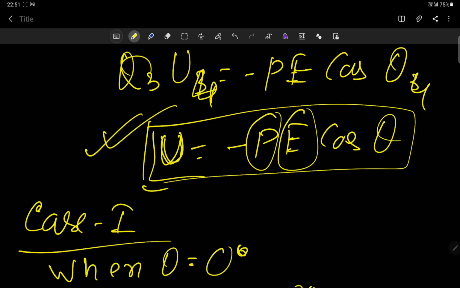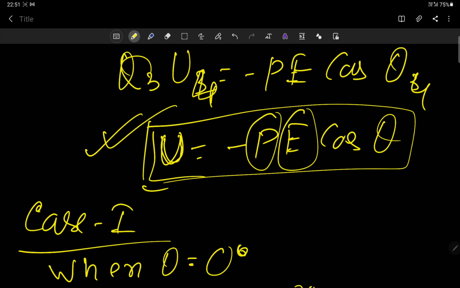The potential energy will be maximum when cos theta is minus 1. Then U is equal to minus PE into minus 1, that means plus PE. So the maximum value of potential energy is PE. The potential energy will be minimum when cos theta is 1. Then the potential energy will be minus P into 1 into E, that means minus PE, correct.